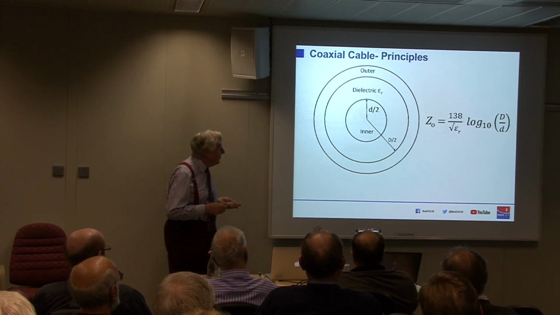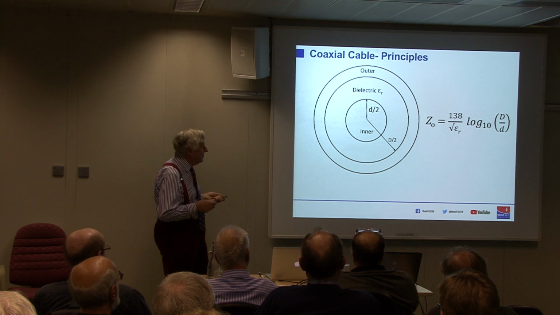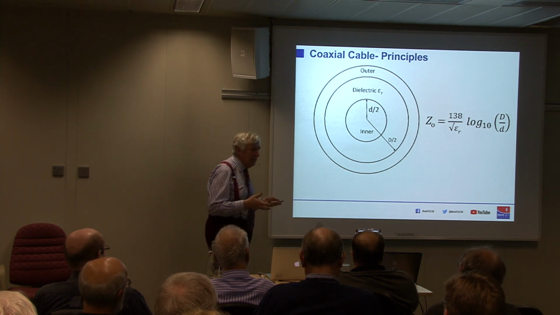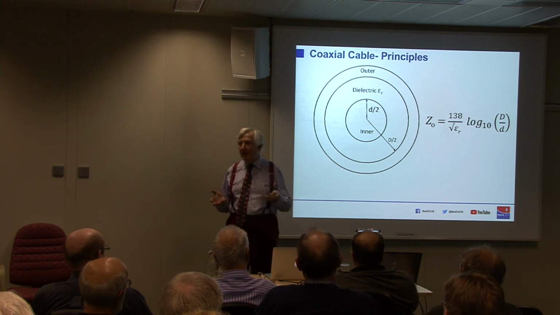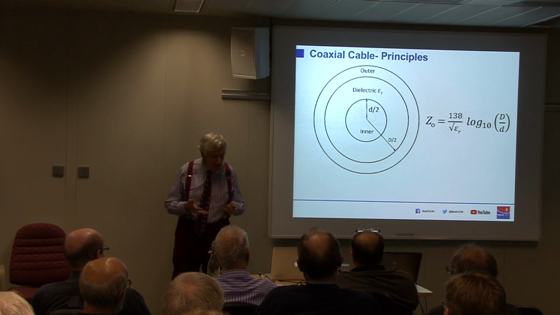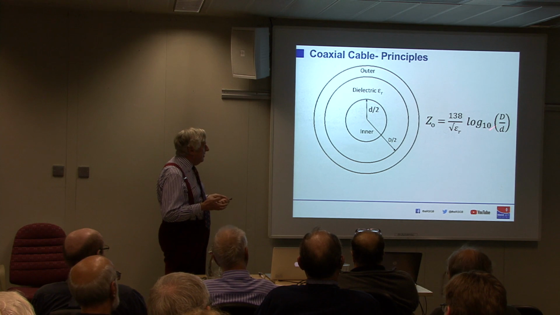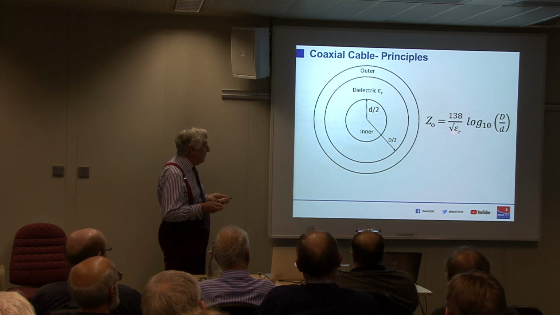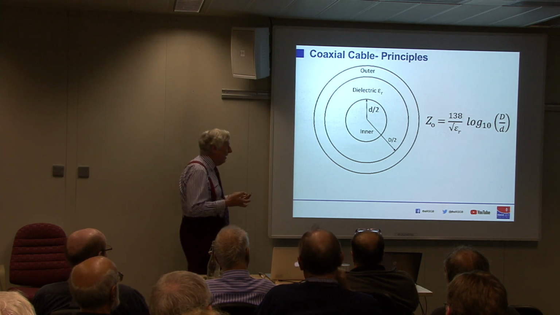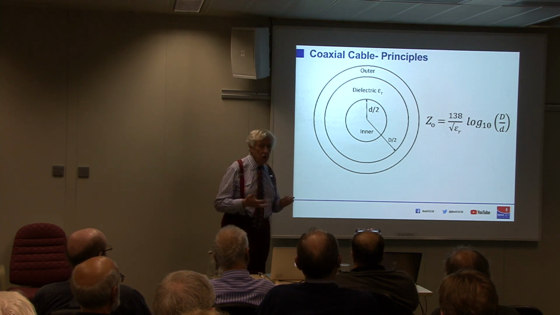Now that equation is incredibly important because we work in the systems we build generally at 50 ohm characteristic impedance. So this number is fixed. We can modify D and d, and we can modify epsilon r. Those are the things we can play with. And so the question is, what should we do?